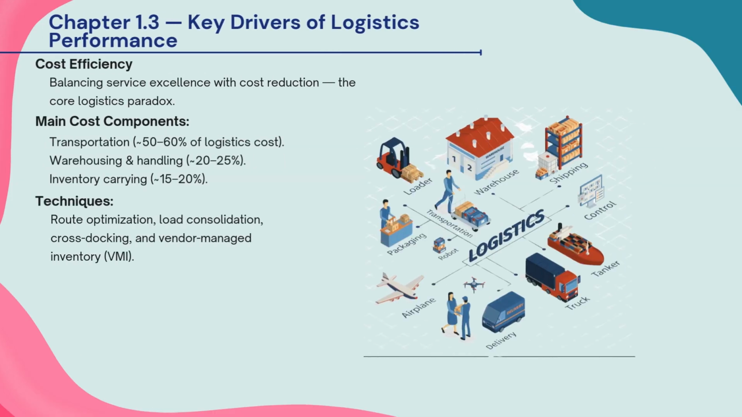Cost efficiency in logistics means reducing costs without compromising service quality. Major costs come from transportation, warehousing, and inventory. Companies use methods like route optimization to save fuel and time, load consolidation to reduce trips, cross-docking to minimize storage, and vendor-managed inventory to better control stock levels and reduce holding costs.